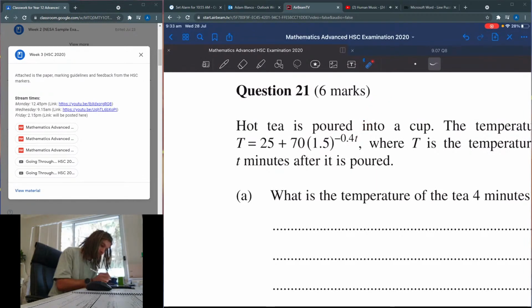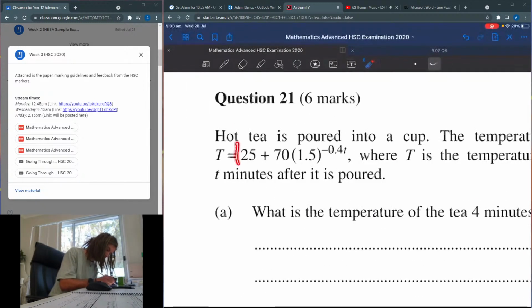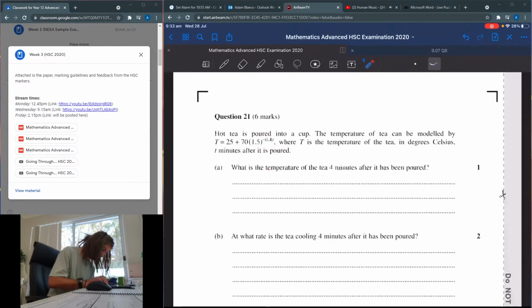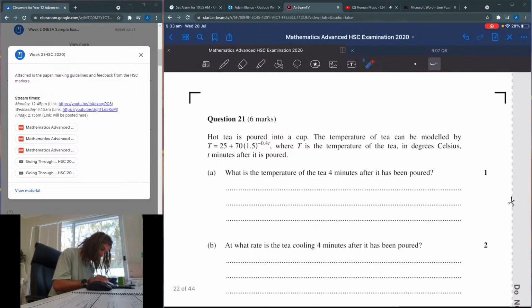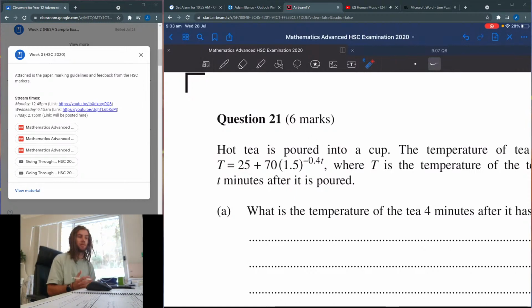What does 25 mean? Okay, this 25 basically means if I were to take the limit of this, so if I put infinity into there, this whole thing would be 0. And so then it's kind of like the limiting value of the temperature of the tea is 25, which is basically the room temperature. It's going to move towards 25. 25 is where the asymptote's going to be.